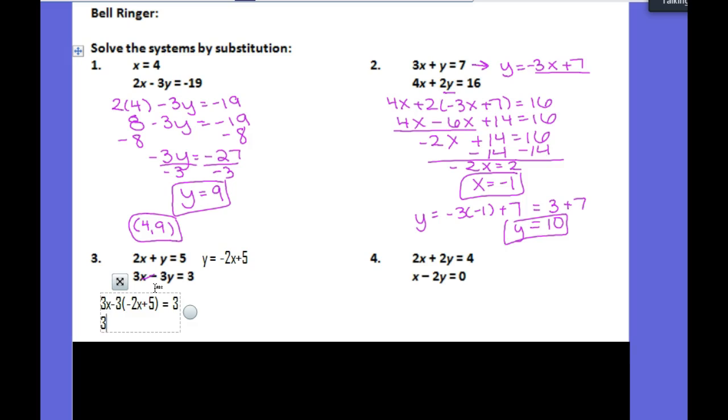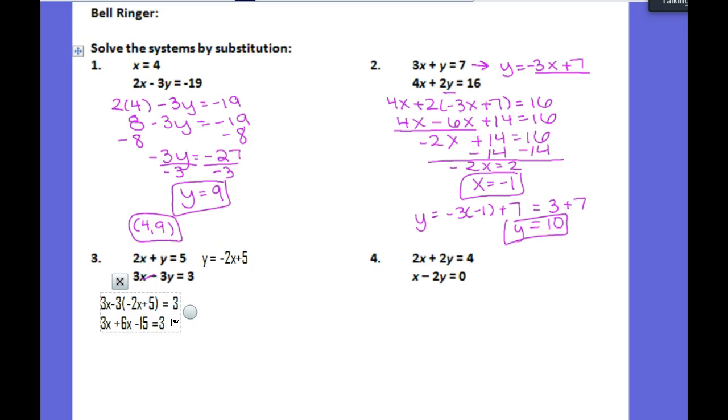Distributing that negative 3 gave 3x. A negative times a negative gave a positive 6x. Negative 3 times 5 is negative 15. And then you got equals 3. For the next part of the problem, you had to move over and combine like terms. So you got 9x equals, adding 15 to both sides, you get 18, dividing by 9, we got x equals 2.